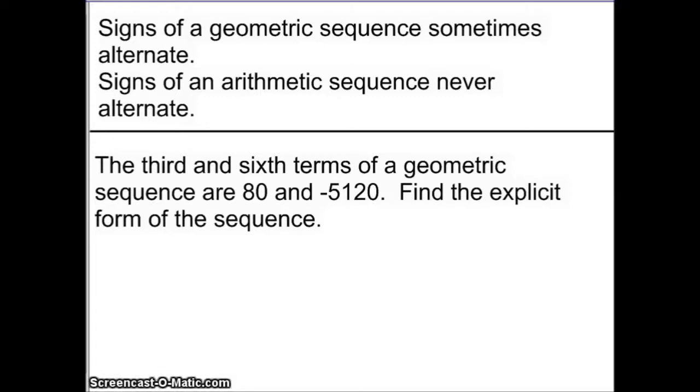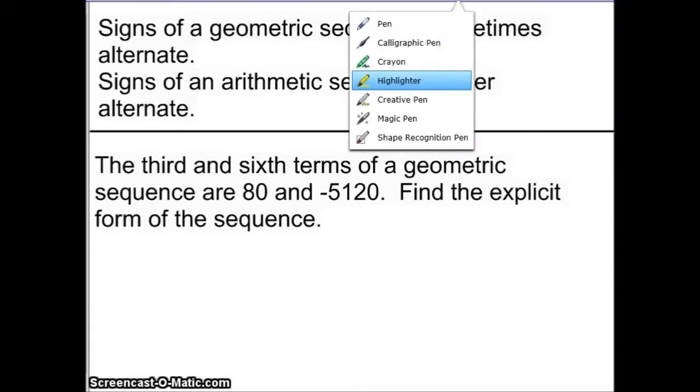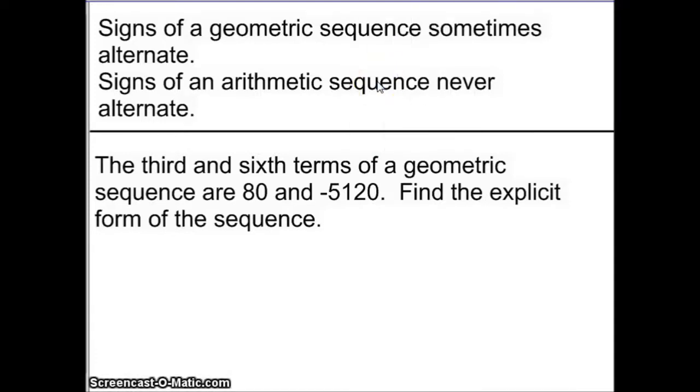I'm going to use a particular procedure to find my common ratio. I am given the third and the sixth term. If I were given two terms that were right next to each other, then I could just divide the bigger one by the smaller one. But since I'm not given two terms that are right next to each other, the procedure is going to be a little bit different.